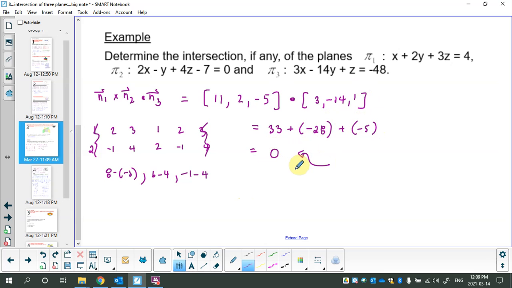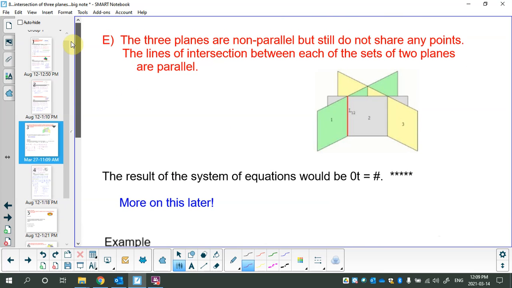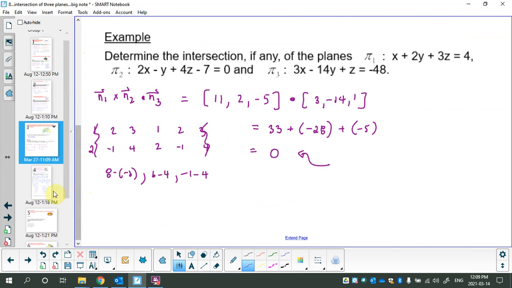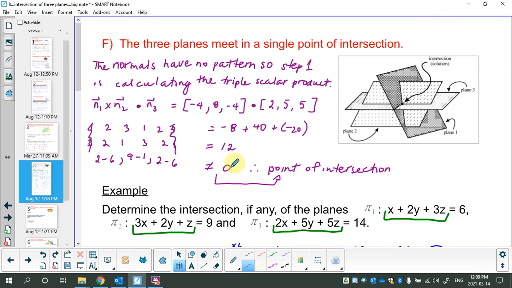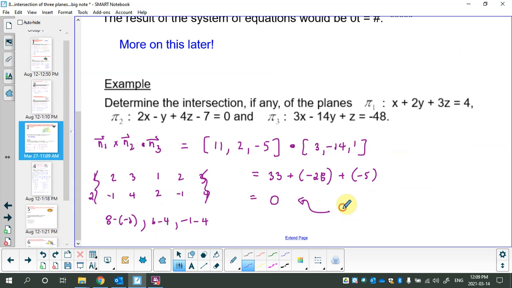Now, based on the fact that I did my example F in the pictures before I did E, if we check F, if your triple scalar product ends up as a non-zero answer, that means you have a point of intersection. So I can guarantee you with this 0 answer that we do not have a point of intersection. But that doesn't mean we don't have a line of intersection.